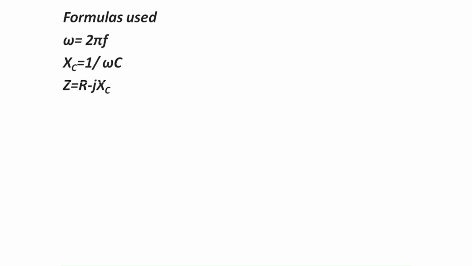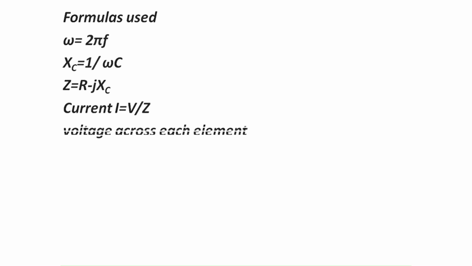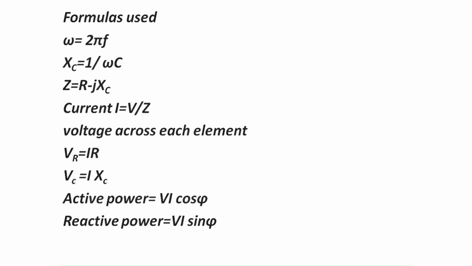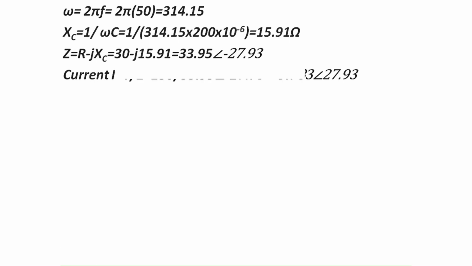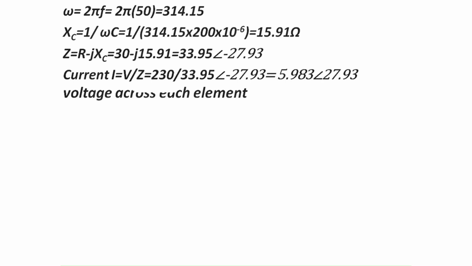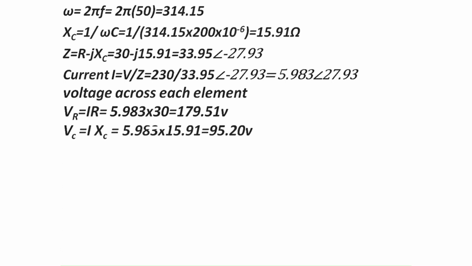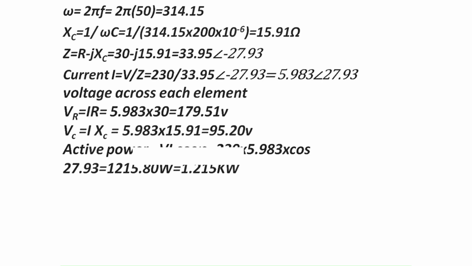Since the frequency is given, we need to find out omega. If you substitute, omega equals 2 pi into 50, which equals 314.15, and we will find out the value of XC. XC equals 1 by omega C, 1 by 314 multiplied by 200 microfarads, 200 multiplied by 10 power minus 6. Then you are able to find out the value of XC. Then we need to find the value of Z. Once you find XC, XC equals 15.31.